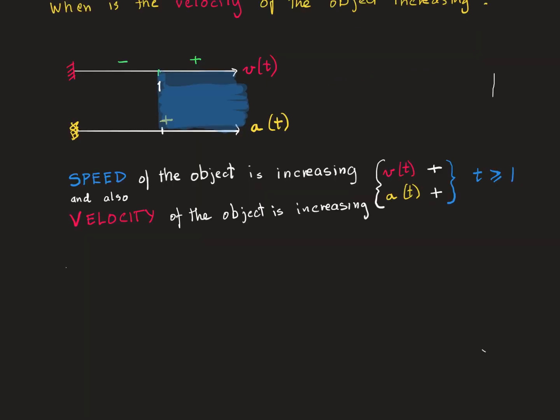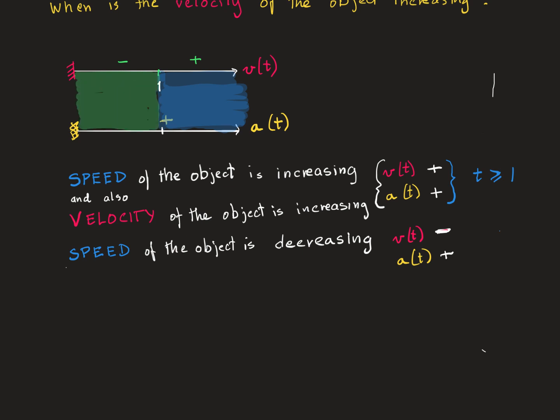Now I want to add that the speed of the object is decreasing when the velocity function is negative and the acceleration function is positive. And so that object will be decreasing in this area here, where t is less than or equal to 1 and when t is greater than or equal to 0. Because remember that time starts at 0.